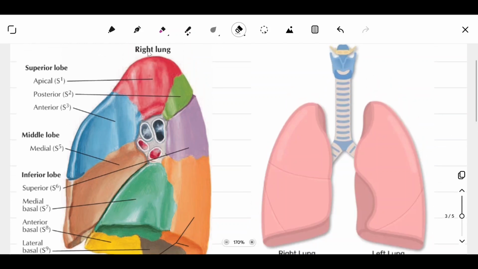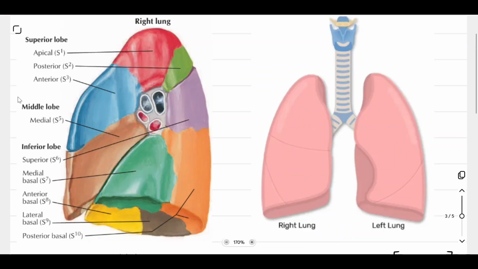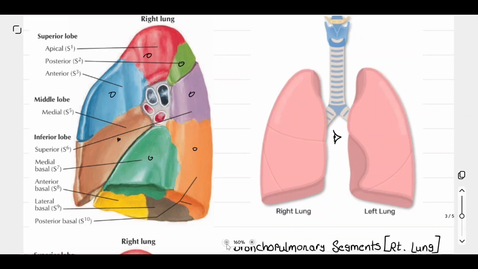So this is our right lung, and this is the medial view of the right lung, as we are viewing the root of lung. If you haven't watched my video on root of lung, just go through it. The medial view means we are viewing from right here. This is our point of view, and here the lung is divided into these segments. We will cover them one by one.